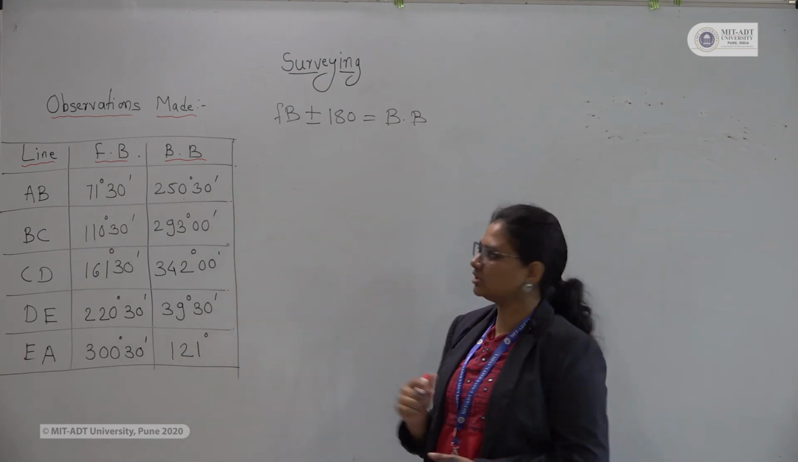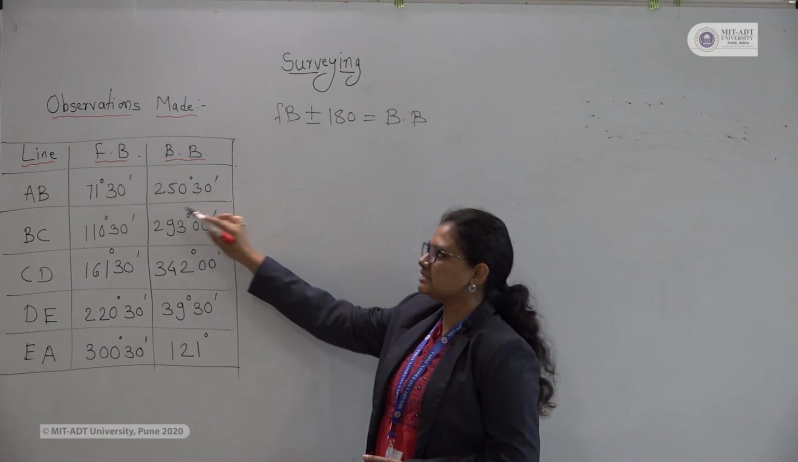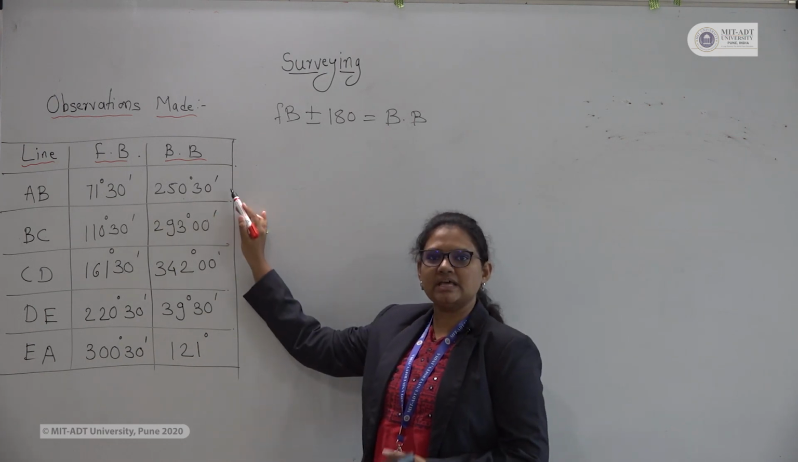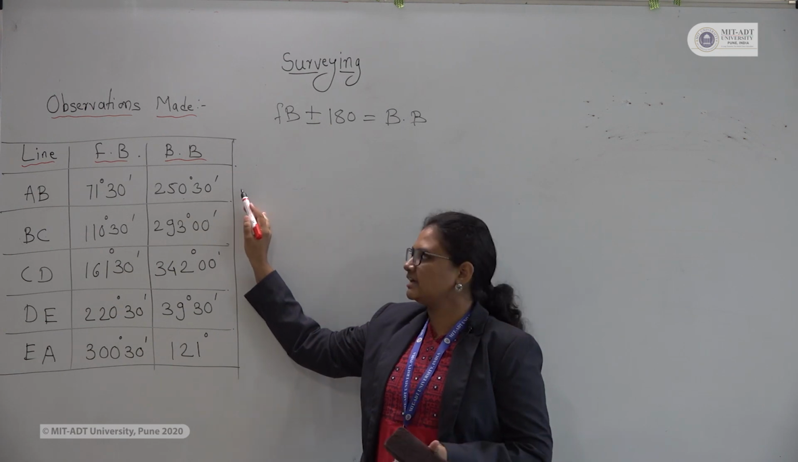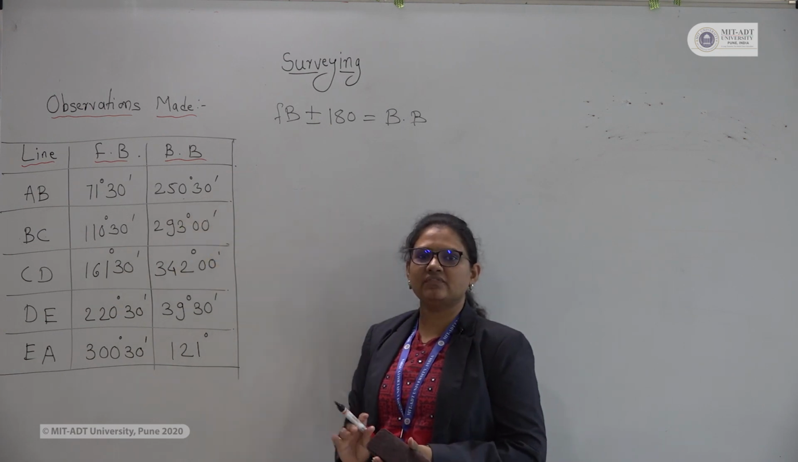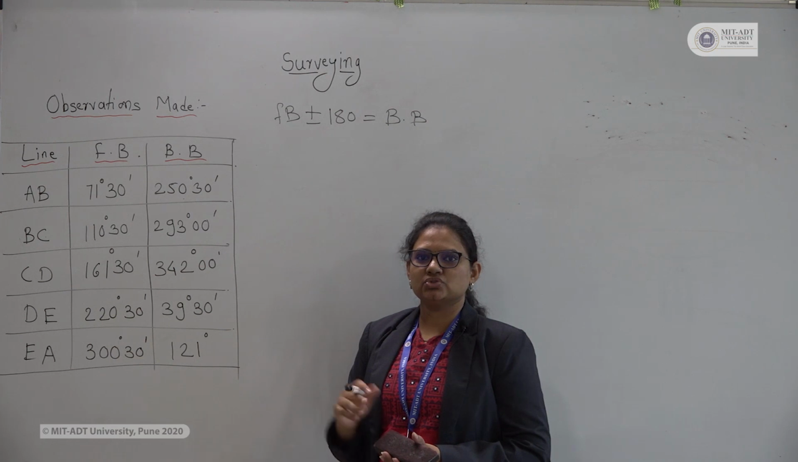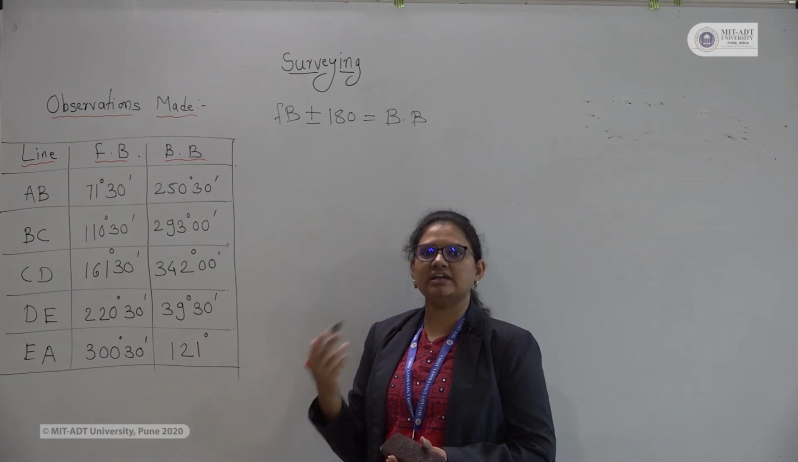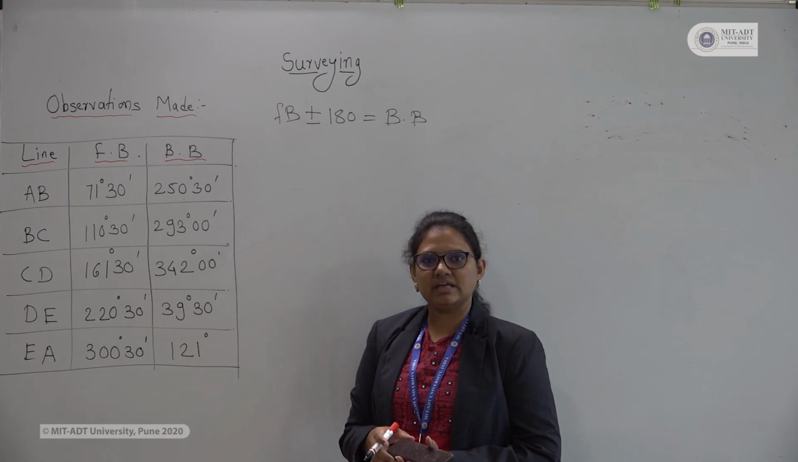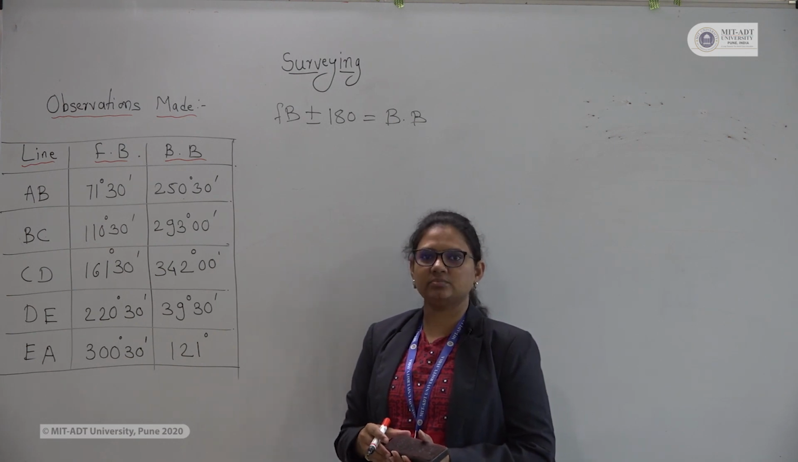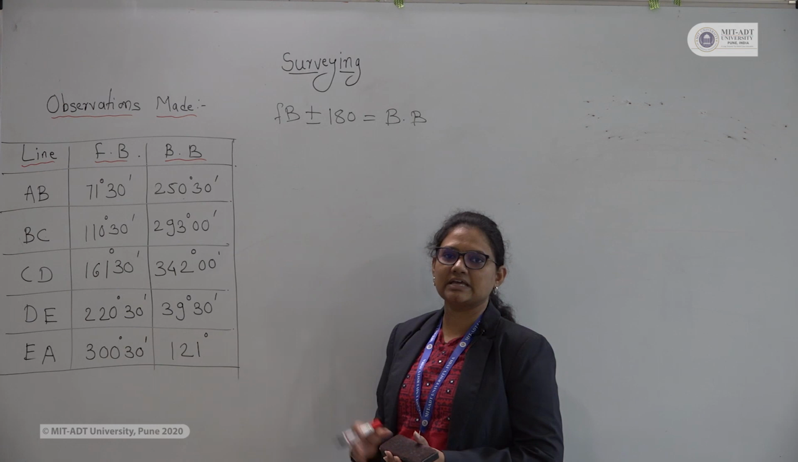For this standard condition, we have to find the differences between these two bearings, and whenever this difference exceeds by some amount, then we can say that the station is affected by local attraction. The magnetic needle has interference from the different things available in the nearby area. So, we have to take care of these things whenever we are doing these calculations.